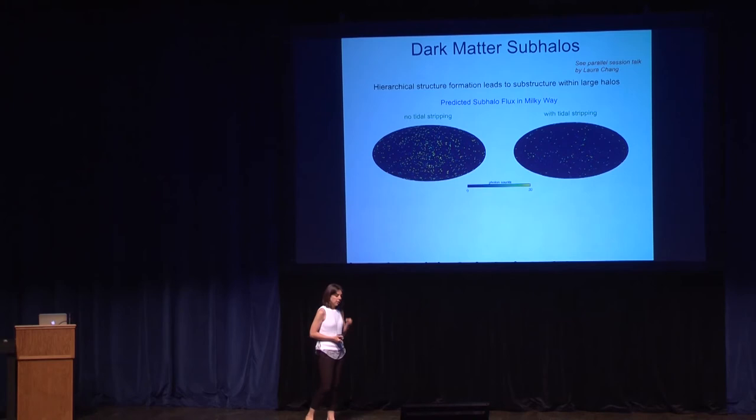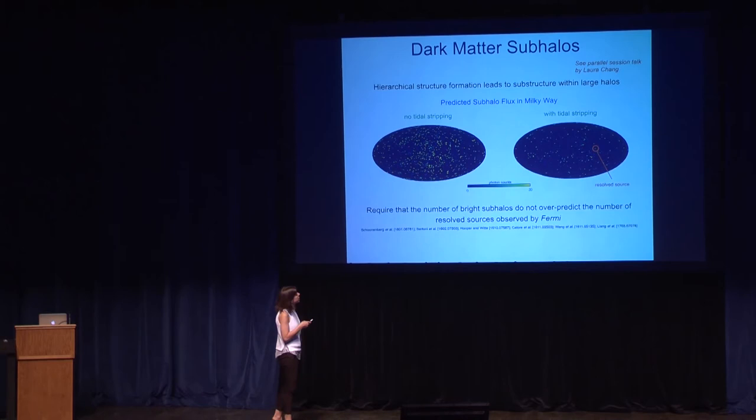Two different approaches are being used. One is to look at the brightest objects that should be surviving and say, OK, if they're really bright, Fermi should have seen them, and they should be resolved sources. So you can set bounds on dark matter by making sure you don't overpredict the number of bright sources in Fermi's catalog. And the other option that we're exploring now, with my students Laura Chang and Siddharth Mishra Sharma, is to try to see whether or not we can say anything about the unresolved population of sources using similar methods to what we applied in the inner galaxy.